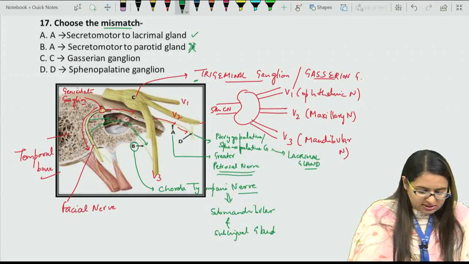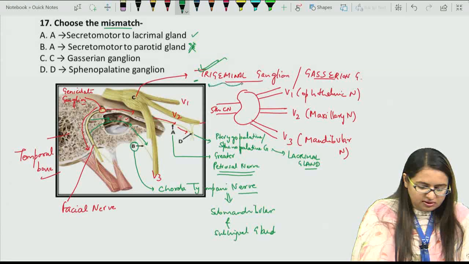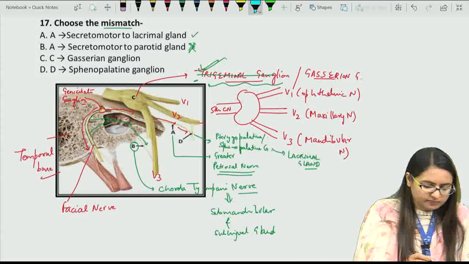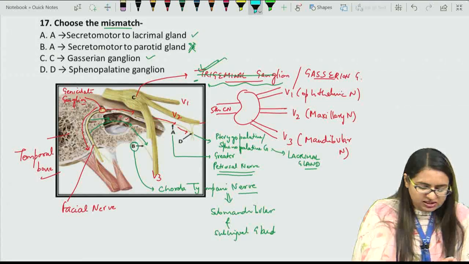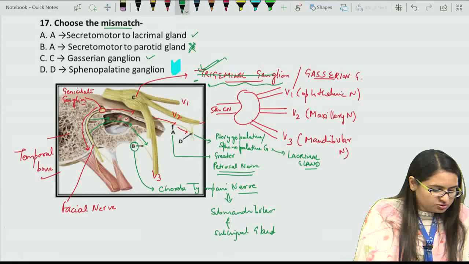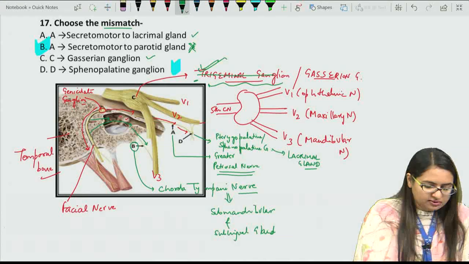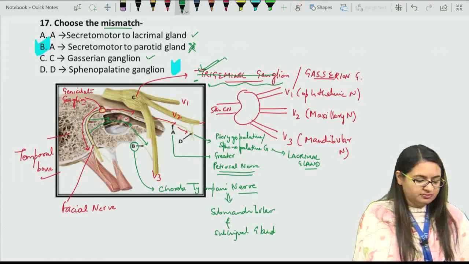The C option is Gasserian ganglion. Yes, this is correct. We have already marked over here the trigeminal ganglion which is present over here. So this is correct. D is the sphenopalatine, that also we have labeled. So D is the sphenopalatine ganglion or the pterygopalatine. So the answer for this question number 17 is B. The answer is B.